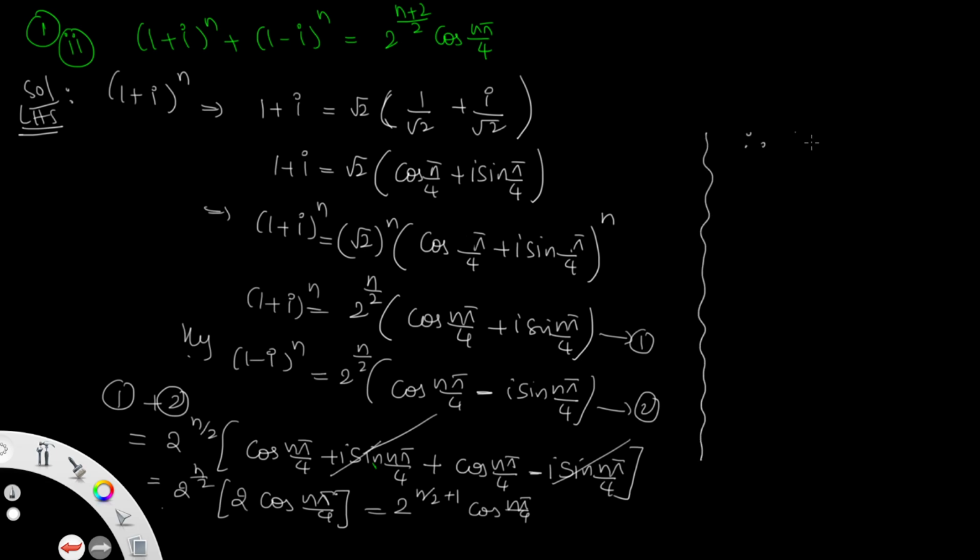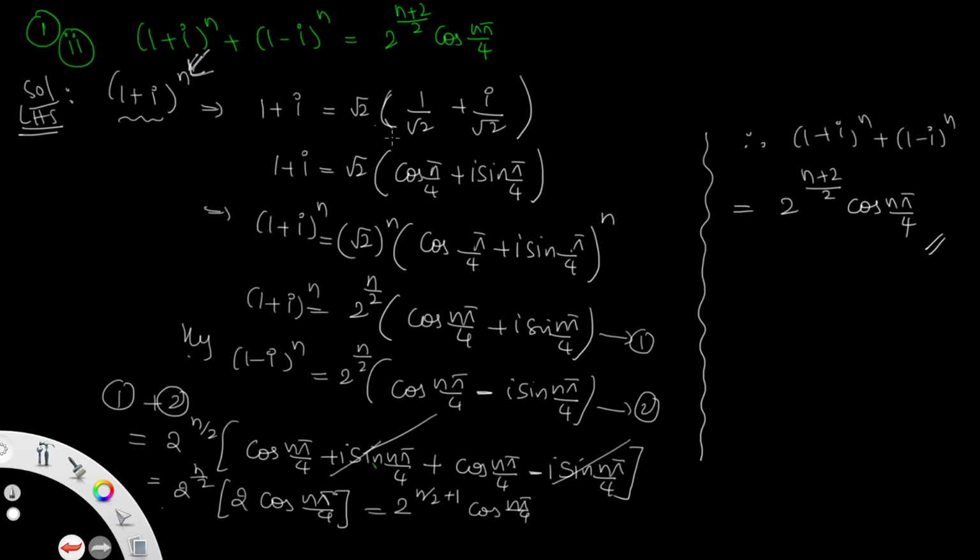Therefore, (1 plus i) to the power of n plus (1 minus i) to the power of n is nothing but 2 to the power of (n plus 2) by 2 into cos n pi by 4. Why? Because taking LCM here, 2 power (n plus 2) by 2 into cos n pi by 4. That's all. Just writing 1 plus i in the complex number form, that is (1 plus i) whole to the power of n.